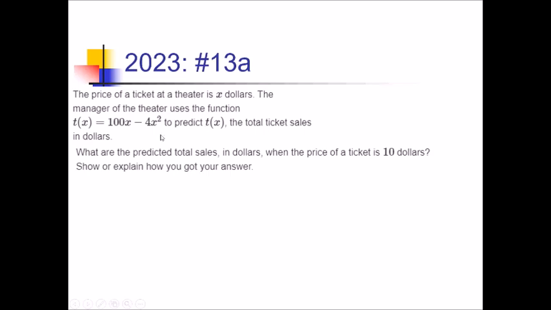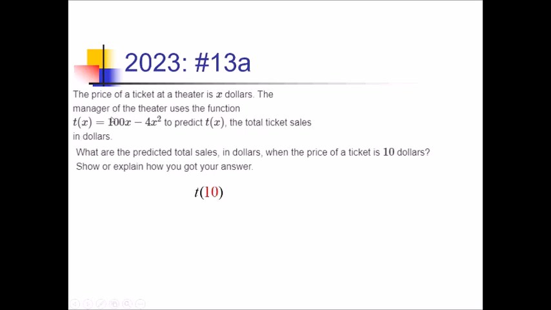And it is interesting to note that this is a nonlinear function. This is something that's got an x squared in it. It's a quadratic. So anyway, here's part A. What are the predicted total sales in dollars when the price is $10? Okay, so they're giving us the price. To get the total sales, we just have to plug that price into the t function, so t of 10.